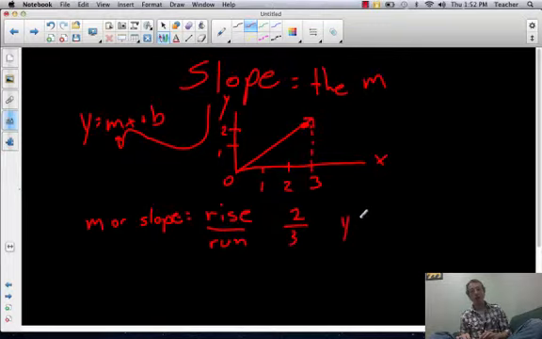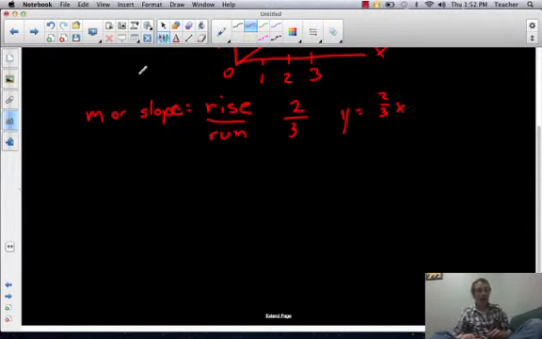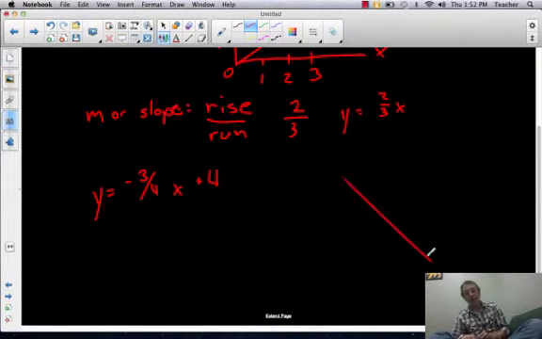So this equals y equals 2/3 x. That's because for every 2 it goes up, it goes over 3. Every 2 it rises, it runs 3. Now let's look at our last example. Our last example that we used in the equation is y equals -3/4 x plus 4. Now this one, because it's a negative, the line will be going down.